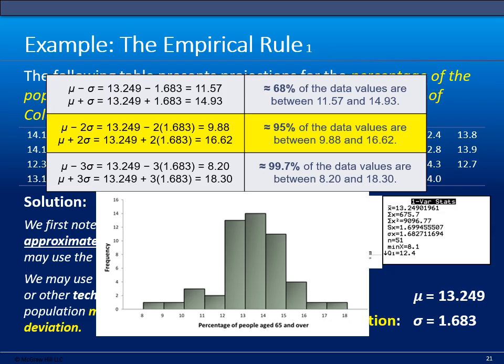Okay. When we do 2 standard deviations, now we have a wider range, and it goes from 9.88% of people over 65 to 16.62%, and then within 3, almost all of the data is between 8.2% and 18.3%. And so that's how you use standard deviation to figure out inferences about your data. And this is based on the empirical rule. 68% is within 1 standard deviation, 95% is within 2, and 99.7% is within 3. And remember, that's plus or minus because the mean is in the center.